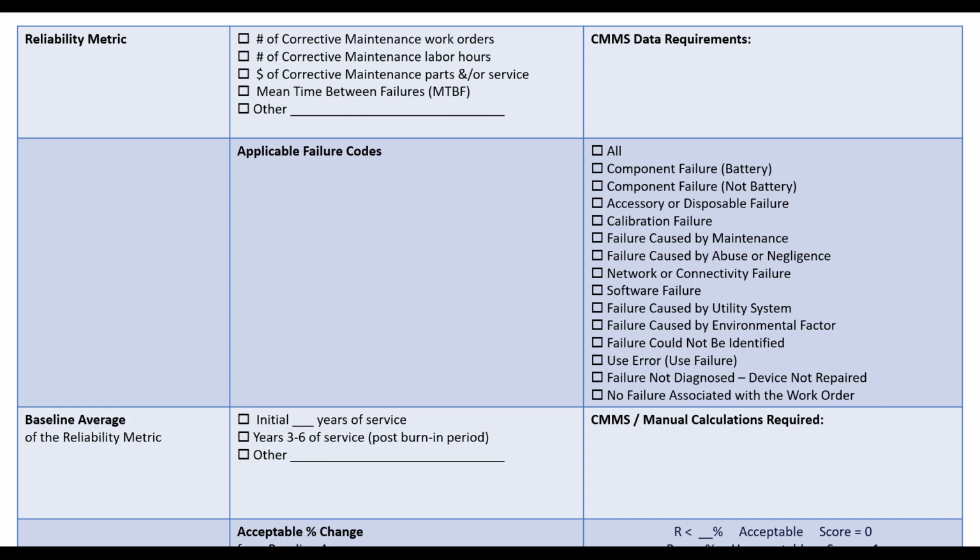So thank you. What I heard is you picked a subset of these codes because of the type of equipment you support; some of these are more important or applicable than others.